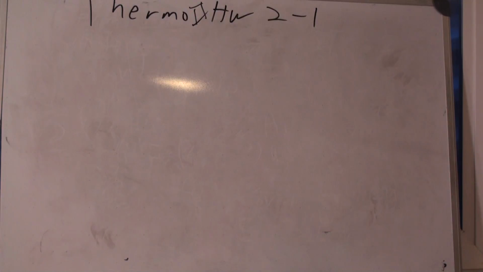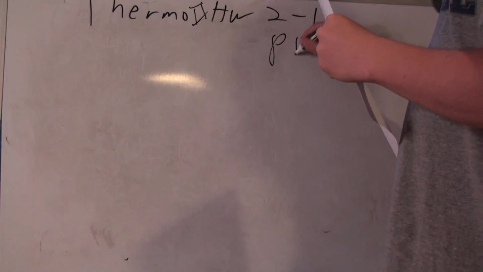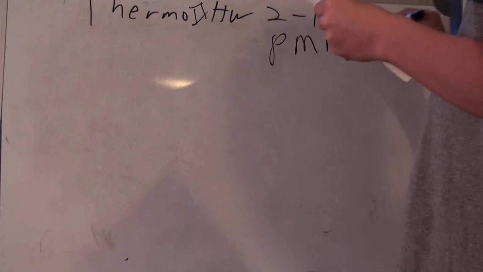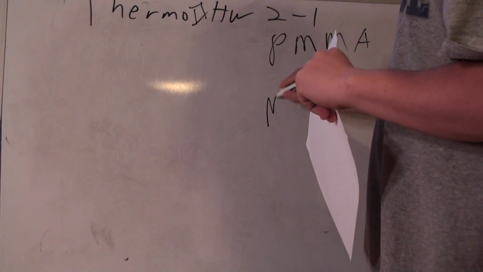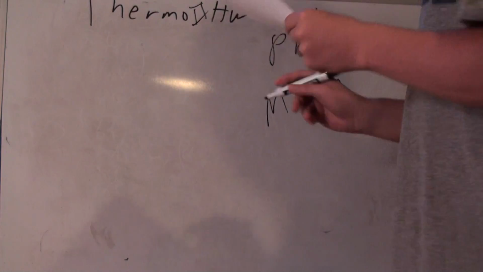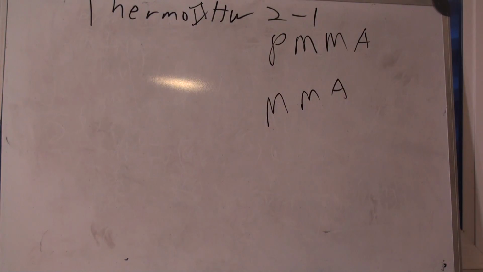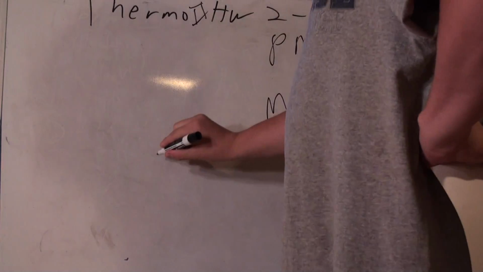So the first one says, explain why polymethylmethacrylate, so that's PMMA, is not soluble in water, even though methylmethacrylate, just MMA, is somewhat soluble in water, in the context of Gibbs free energy. In other words, during the polymerization, the polymer separates and floats to the top. So what happens? And I'm just going to draw them as little circles.